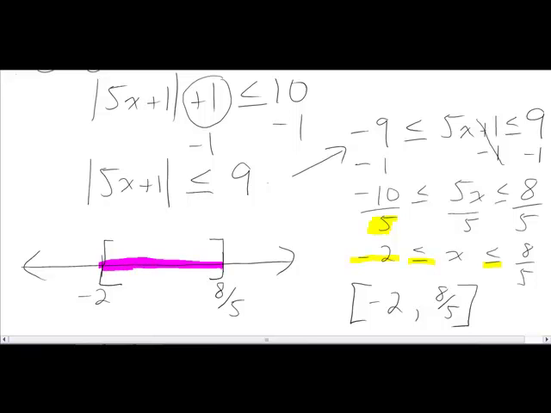Let me fix that real quick. You get the idea. So we have a bracket at negative 2, a bracket at 8/5, and everything in between is shaded.